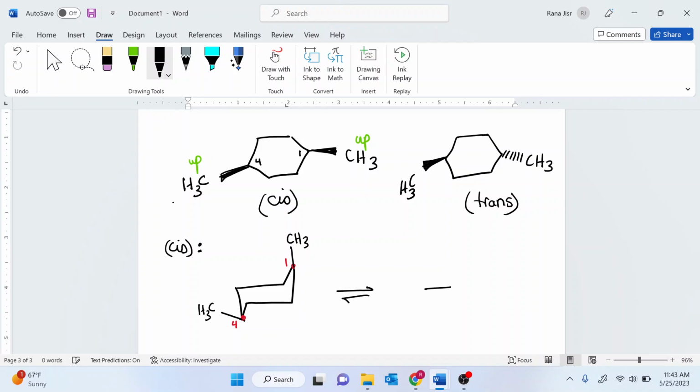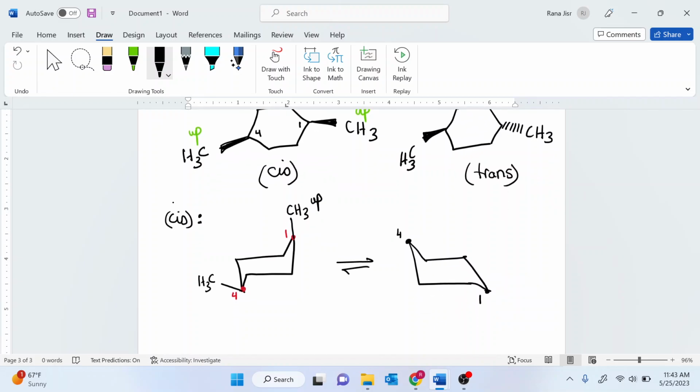Okay, start with the equilibrium arrow. And when we do the chair flip, now this is carbon number 4, and this is carbon number 1. If the CH3 is up, it's going to remain up. So now it's going to be on the equatorial position, which is something good. And on 4, the CH3 up is going to remain up, and it's going to turn into an axial position.